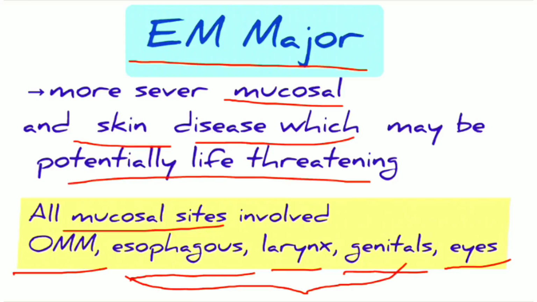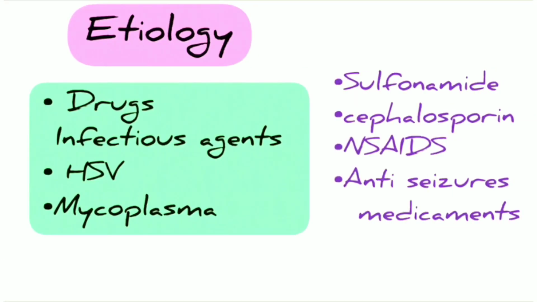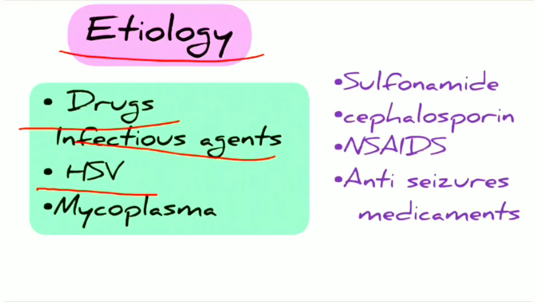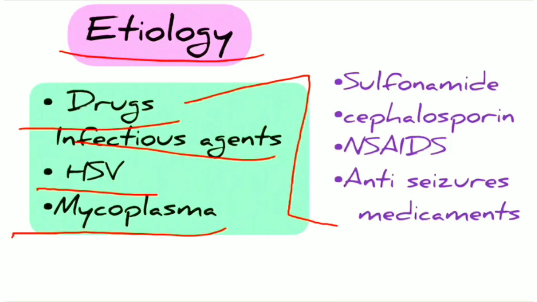Now next, moving forward to etiology. What is the etiology of erythema multiforme? First is different types of drugs, second is infective agents, third is viruses like herpes simplex virus, and fourth is bacteria like mycoplasma. The drugs which are usually involved are sulfonamides, cephalosporins, NSAIDs, and anti-seizure medications. So these are the different drugs that usually lead to erythema multiforme.